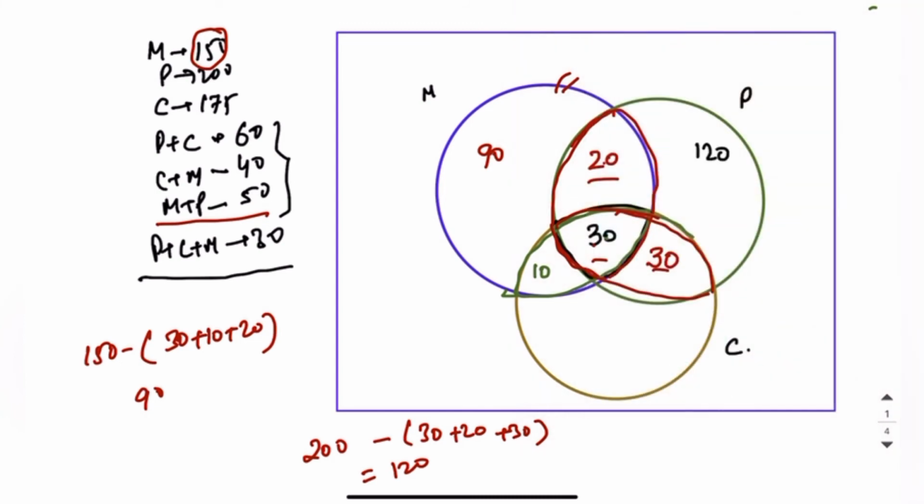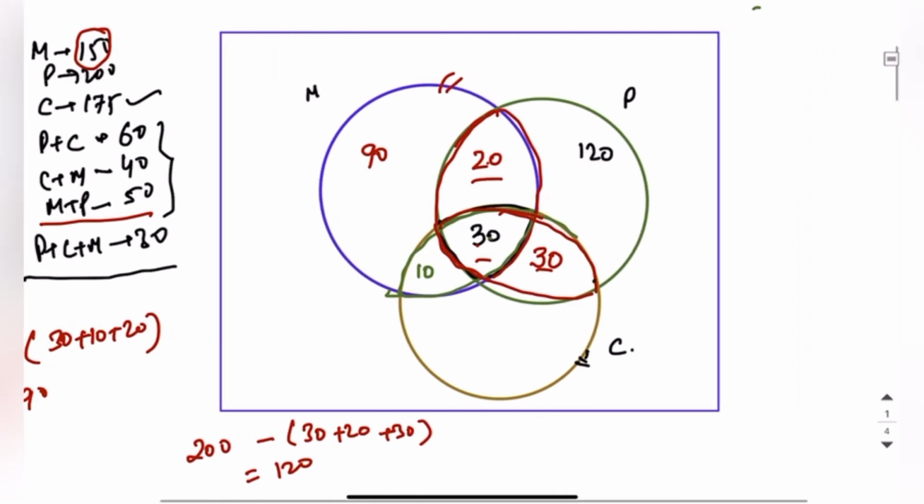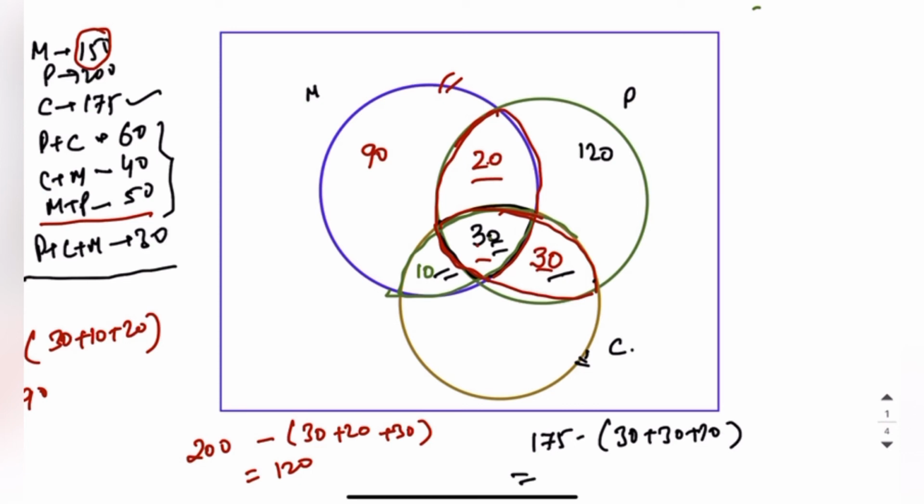Now coming on to the chemistry circle. The total students for chemistry is 175, means these students are already there, so I have to subtract 30 plus 30 plus 10. So it comes out to be 105.